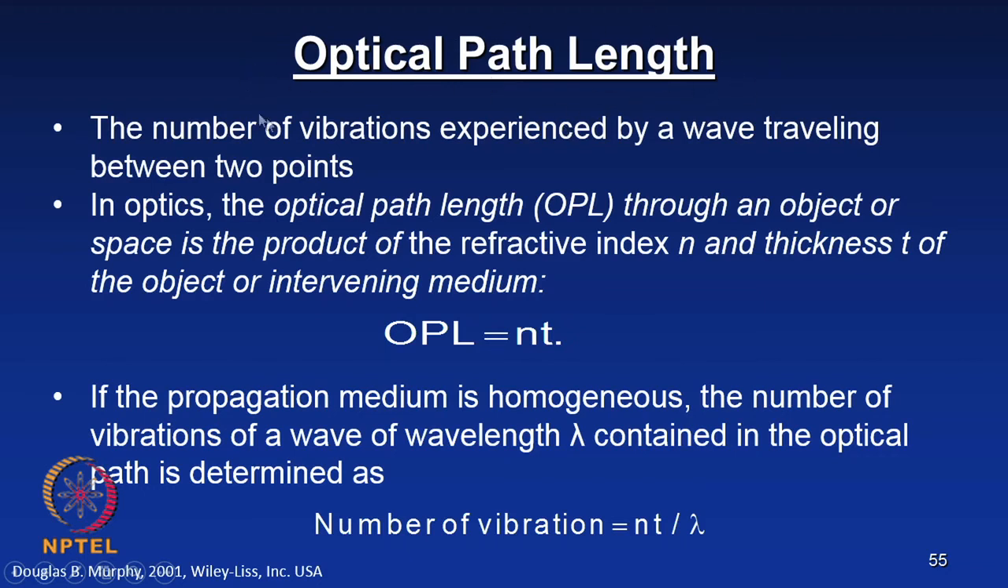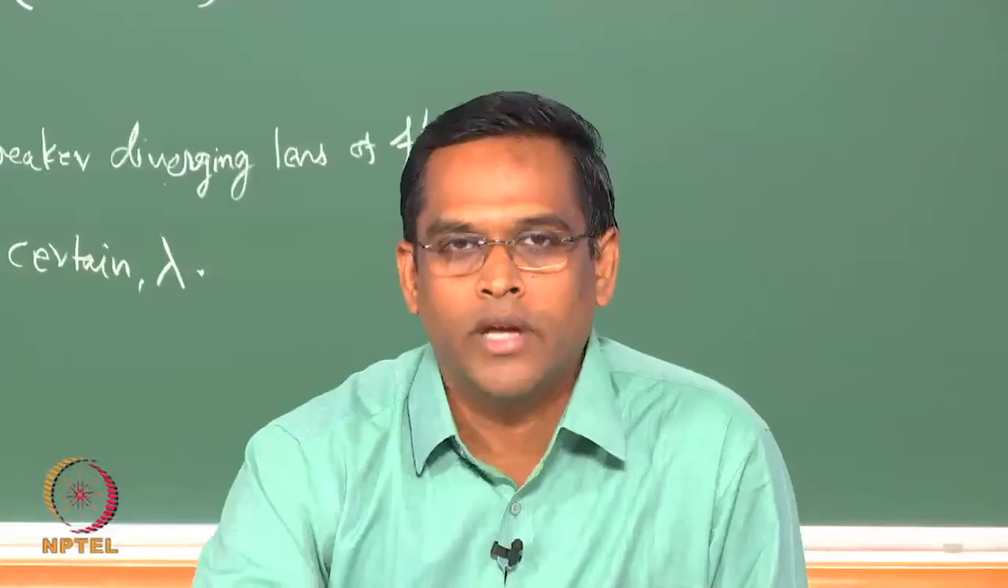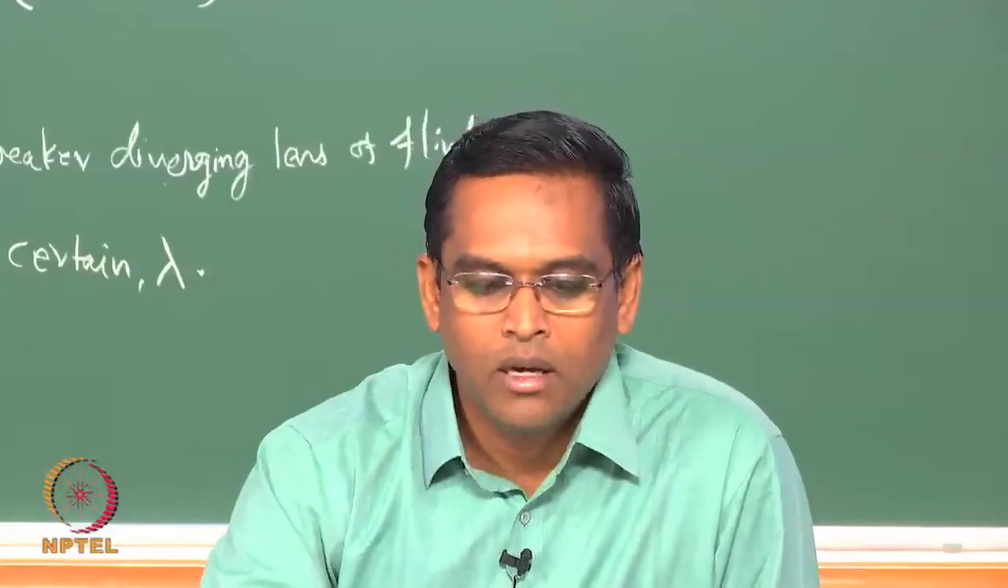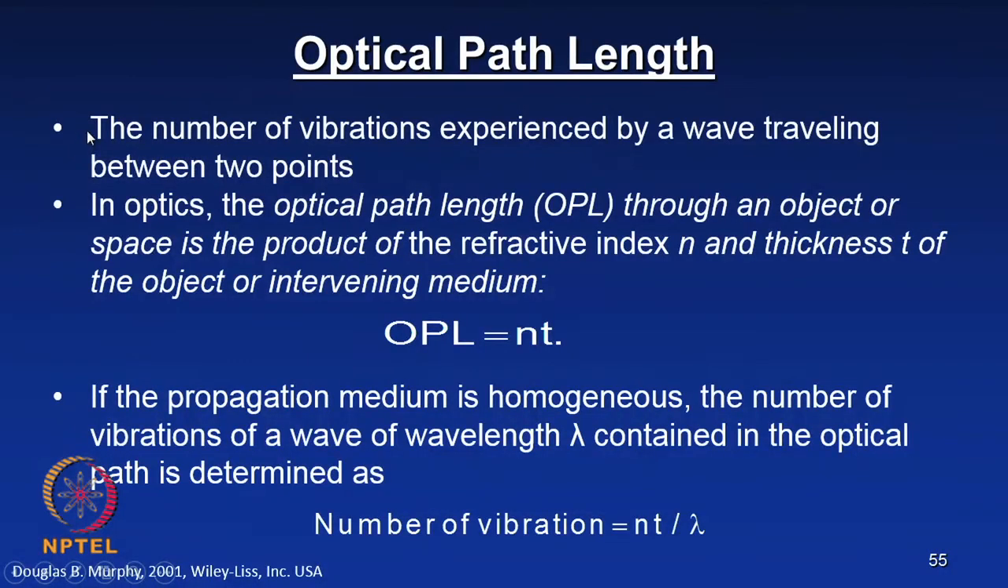We will be using this concept in another variant of the optical microscopy. So, let us see what is this optical path length. The number of vibrations experienced by a wave traveling between 2 points. In optics, the optical path length OPL through an object or space is the product of refractive index n and the thickness T of the object or intervening medium.